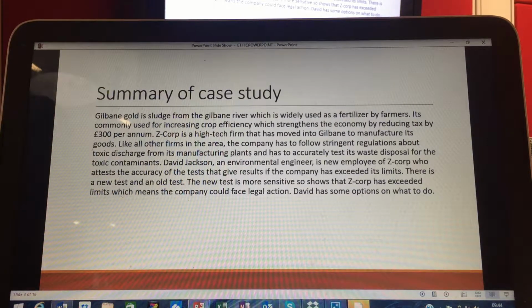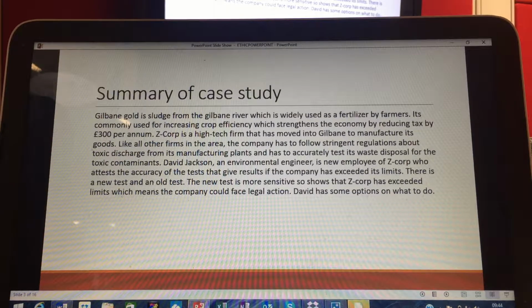Now we're going to move on to the summary of the case study. So, Gilbane gold is sludge from the Gilbane River, which is widely used as a fertilizer by farmers. It's commonly used for increasing crop efficiency, which strengthens the economy by reducing tax by £300 per annum. Z Corp is a high-tech firm that has moved into Gilbane to manufacture its goods.